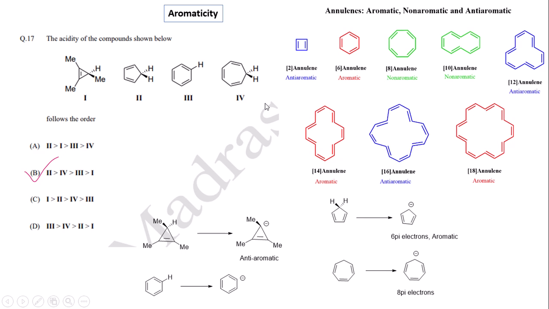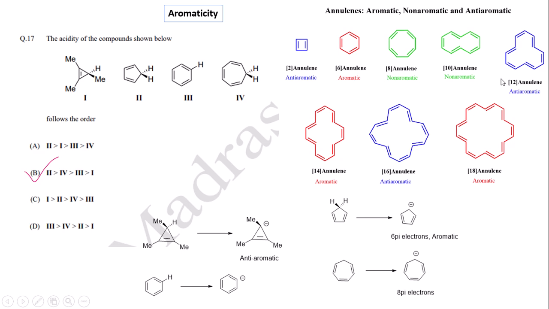That is, 1 and 4 become less acidic and have higher pKa values, and compound 2 has higher acidity, meaning it becomes stabilized by the deprotonation. So option B is the correct one, that is, 2 is more acidic, then 4, then 3, then 1. And so 1 is less acidic because it gains anti-aromaticity after the deprotonation.